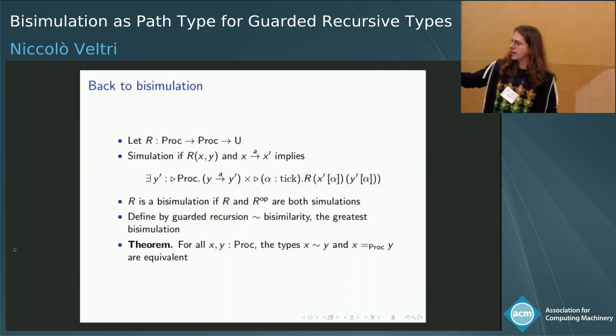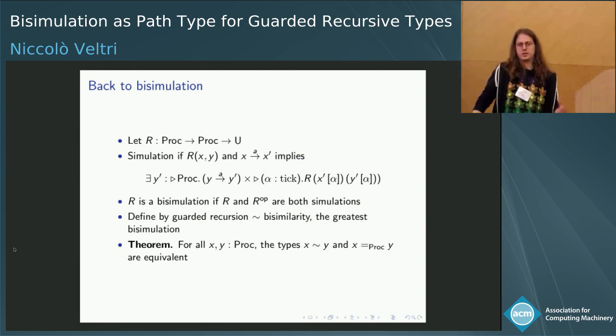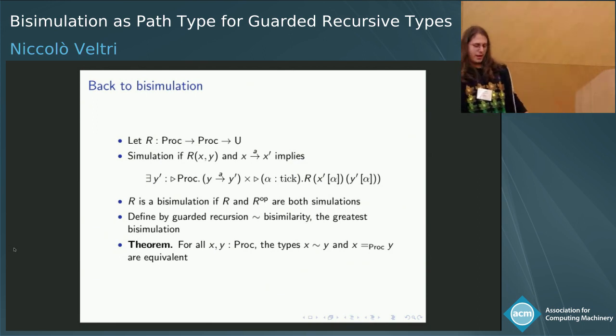And it's nice, you can directly prove this statement that for two processes, x is bisimilar to y and x is equal to y are equivalent types.